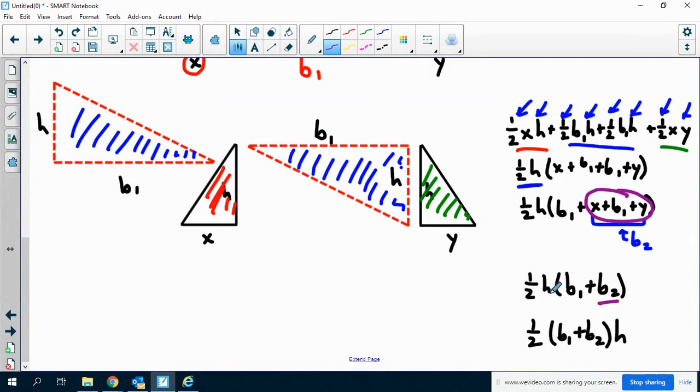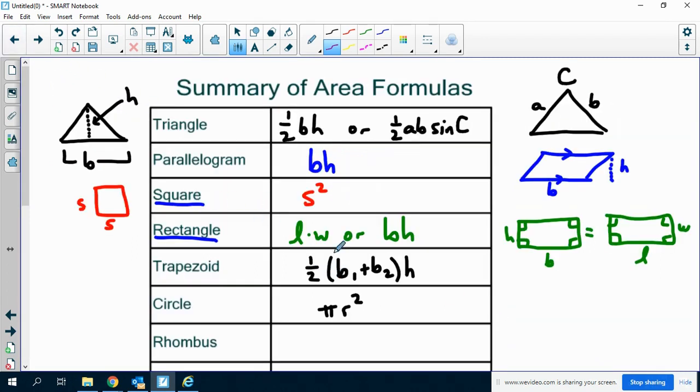And so now notice I have 1/2 times H times B1 plus B2. If I slightly rearrange that, that's exactly the formula that we had: 1/2 times B1 plus B2 times the height.